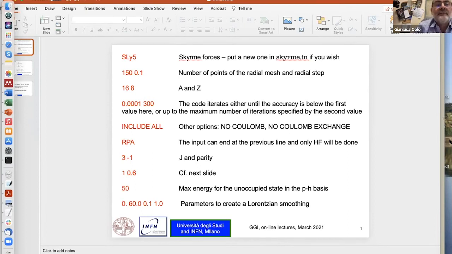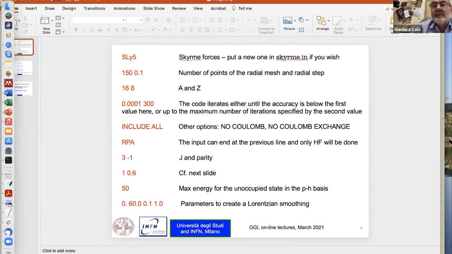Either the code finds that under two successive iterations, the single-particle orbitals have energies that differ by less than the first value in this line. So in this case, it's 10 to the minus 5. And then it stops, or it arrives at a maximum number of iterations and it stops anyway, because it means something is not working. So in this case, this number is 300.